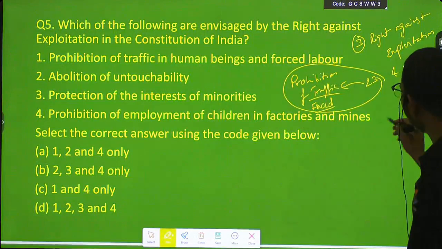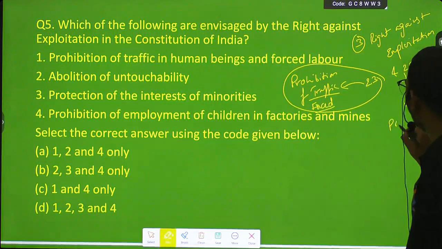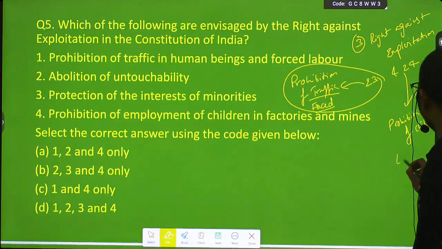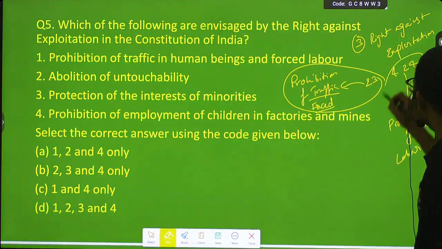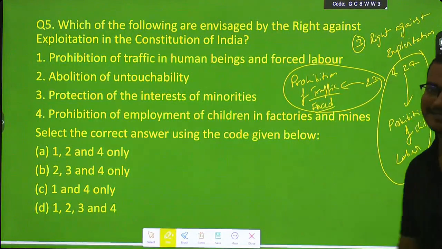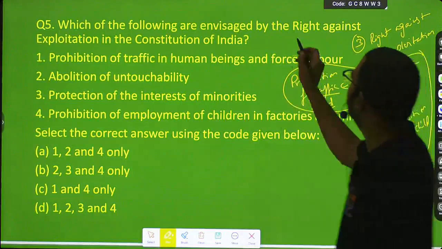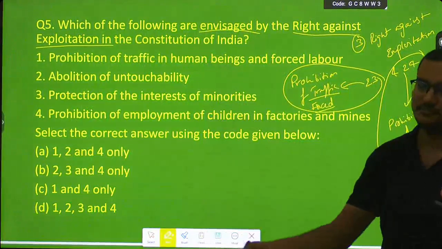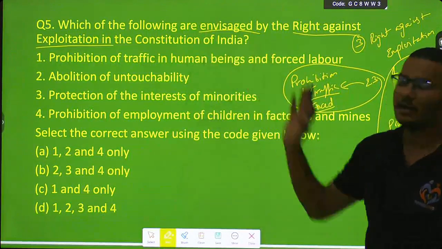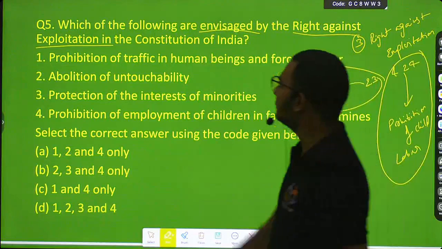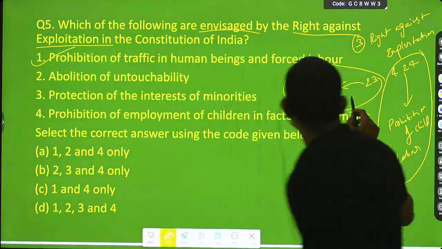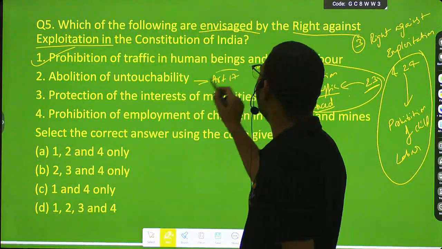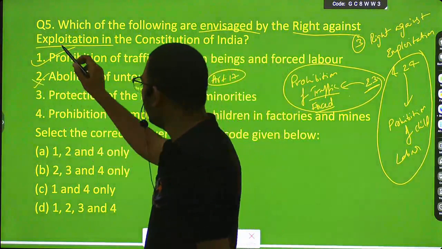And 24, it is simply talking about prohibition of child labor. So these are the articles which are there in rights against exploitation. So here he is asking which of the following are envisaged, which means which of the following are present in right against exploitation. So first one is prohibition of traffic in human beings. Just now I have told you article 23. Abolition of untouchability, article 17, it's a part of right to equality, so this is not your option. So first one is correct.